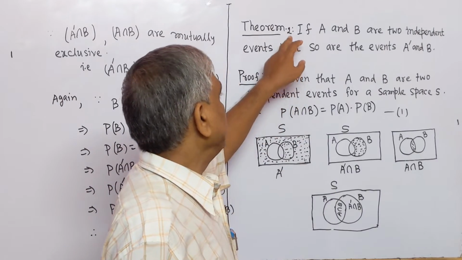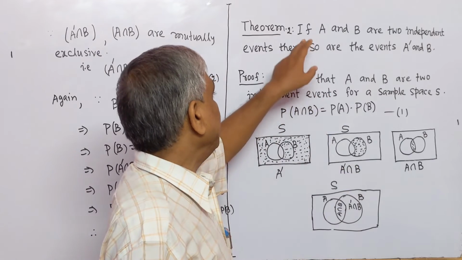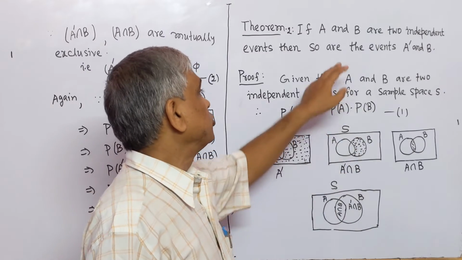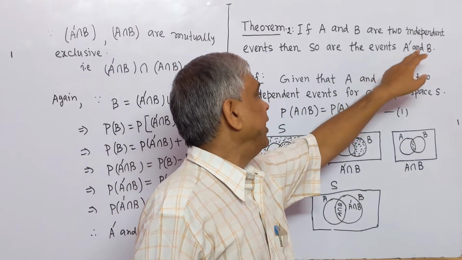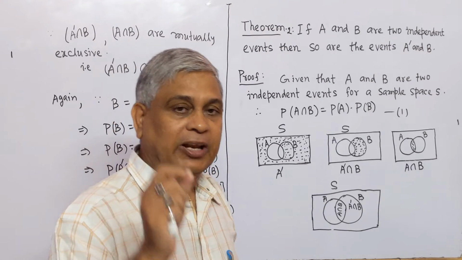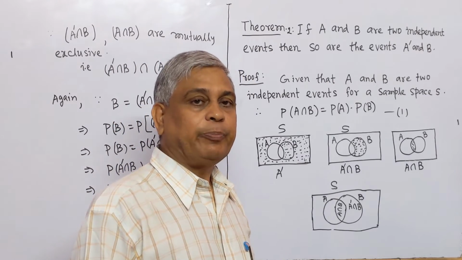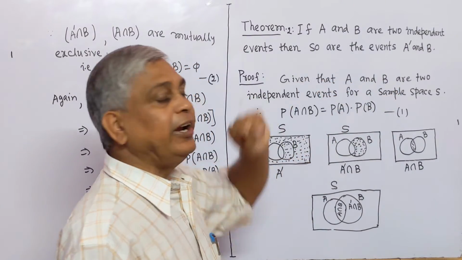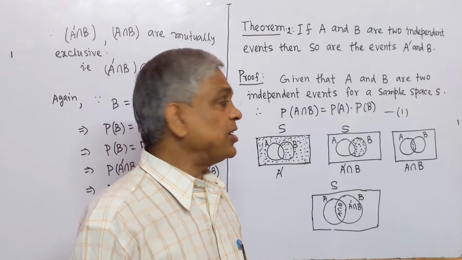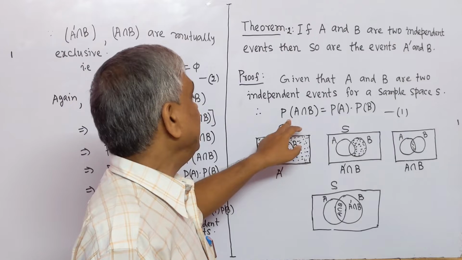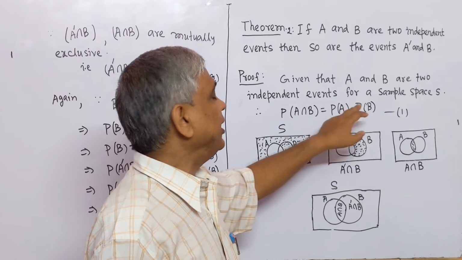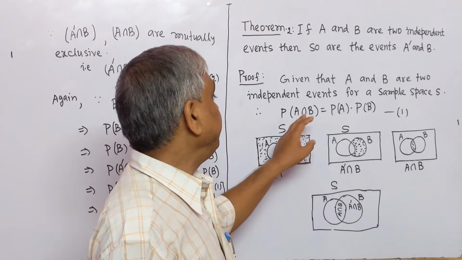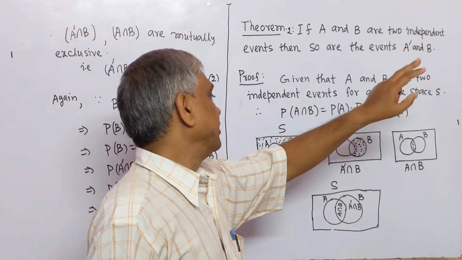Now we prove theorem 2. This theorem is: if A and B are two independent events, then so are events A prime and B. Similar to theorem 1, we may prove this very easily. Here, given that A and B are two independent events for a sample space S, then P(A intersect B) equals P(A) multiplied by P(B). This is the condition for two independent events A and B. This is number 1.